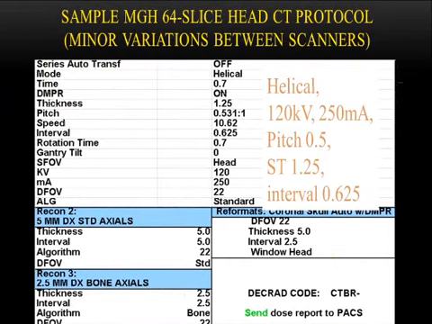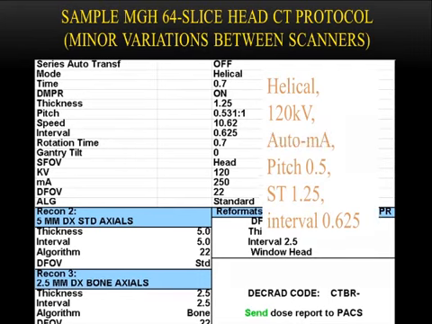Okay, this is the protocol that we use. Until recently, we were using a fixed mA. So we are doing a helical scan, 120 kV, 250 mA, pitch of 0.5, slice thickness of 1.25 and a recon interval of 0.625. We have recently changed this to an auto mA, as I was proposing earlier, and the rest of the protocol is pretty much the same.